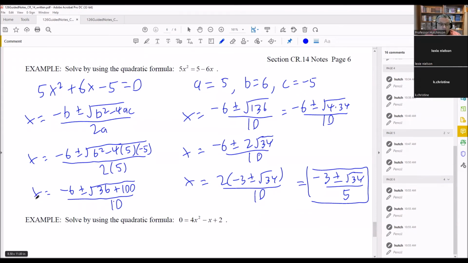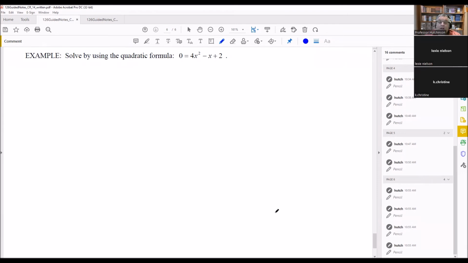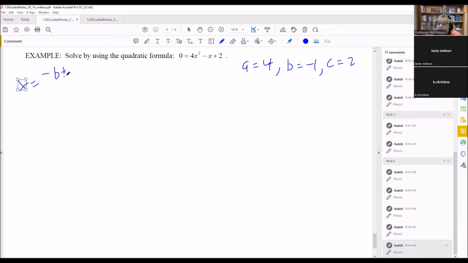We're going to do one more of these with the quadratic formula, and then we're going to go on to the next section. We're going to do one more problem, because this problem leads into the next one that we're going to be doing. Another one where we have the quadratic formula. My A is 4, my B is -1, and C equals 2. I have the quadratic formula, -b plus or minus the square root of b squared minus 4ac all over 2 times a. And now I'm going to plug all this in.